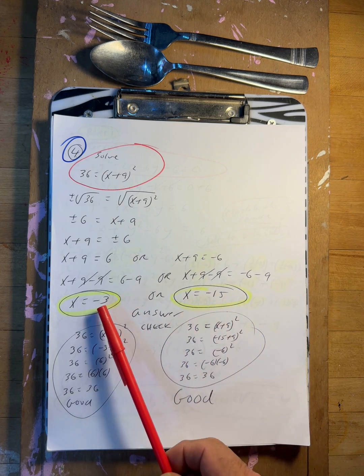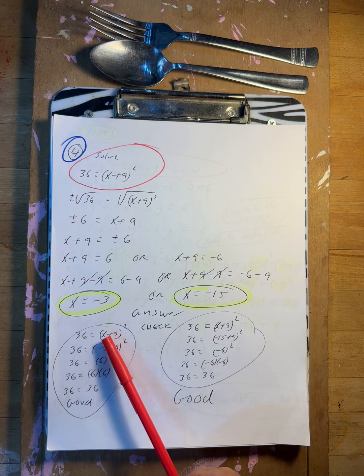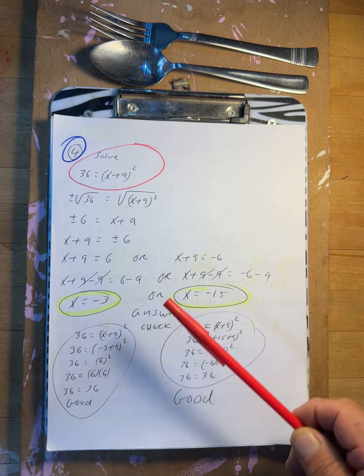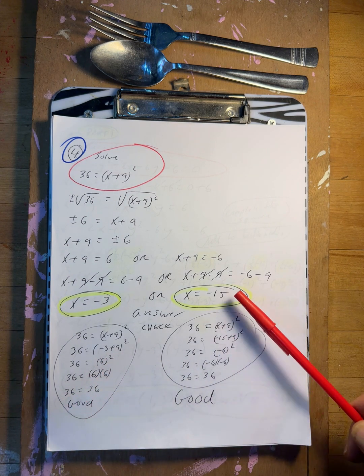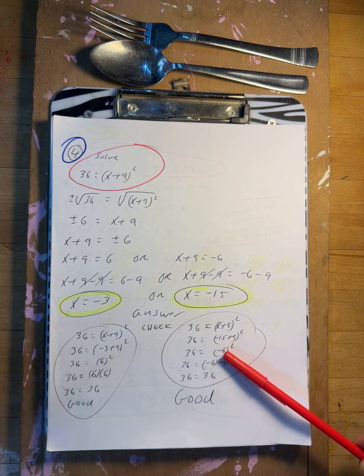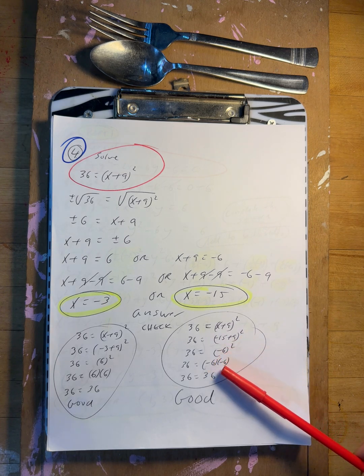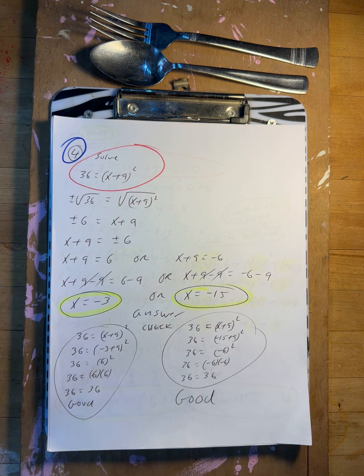So now, maybe they work. Let's check it. Put it back in the original problem. Put a negative 3 there for the x. Negative 3 and 9 is 6. 6 squared is 6 times 6 is 36. Yes, that's good. Over here, negative 15 plus 9, that's going to be a negative 6, and negative 6 squared is a positive 36. Yep, that works too. So they both work.